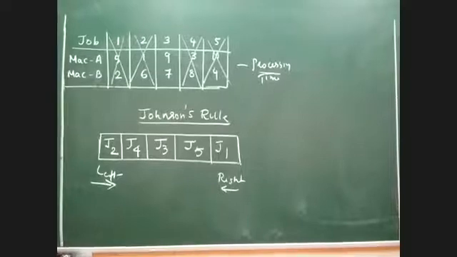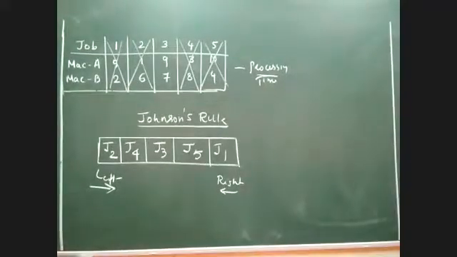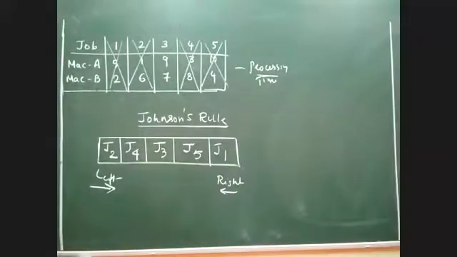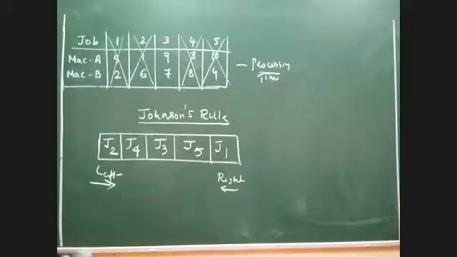Now has everybody understood Johnson's rule? Has everybody understood Johnson's rule perfectly? Because this is the most fundamental step. If you make an error in deciding the order, then all other calculations will go wrong. So finding the order by Johnson's rule is very, very critical. Can anybody please sum up what is the important procedure involved in Johnson's rule? Can anybody please sum this up quickly?